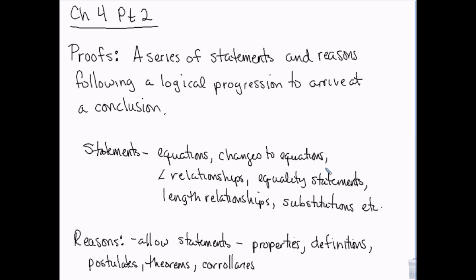And the reason allows the statements, and it's sort of like a what does that mean? You know, like I could say angle 1 is congruent to angle 2. Well, what does that mean? Well, it means they're vertical angles. So you're answering the questions as you go through. Well, what does that tell me? Okay, that tells me this. What does that tell me? Okay, well, that tells me this. And you just follow through.